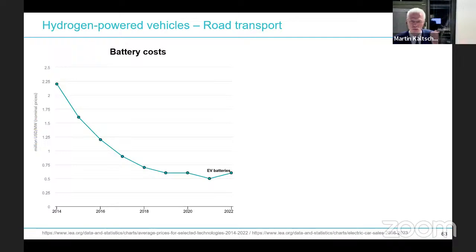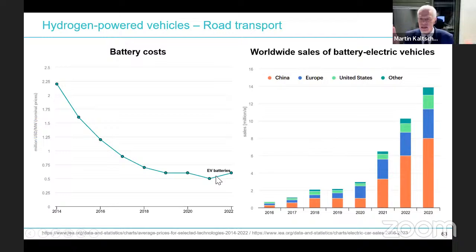And this is very much driven and pushed by strongly falling prices for batteries. This is what we can see here from 2014 till 2020, 2022. We have seen a clear decrease in battery prices. And on the other hand, we have seen that the worldwide sales of battery electric vehicles have basically exploded, and this market is more and more gaining momentum.